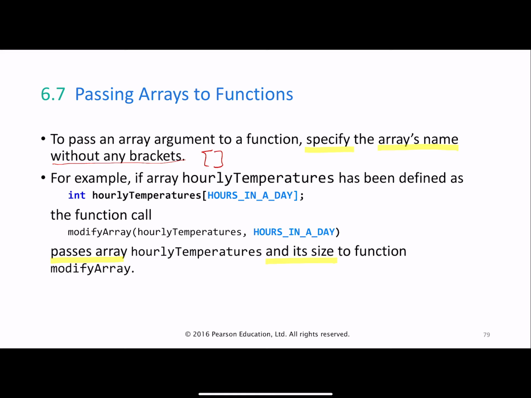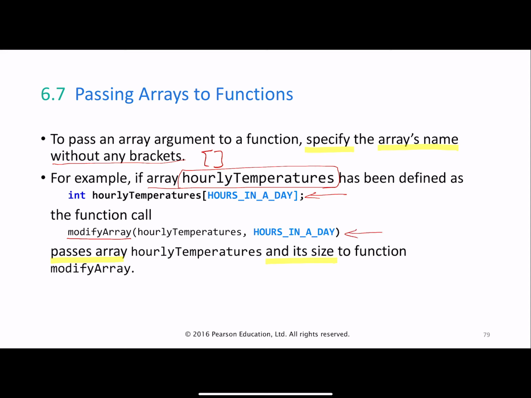For example, if we have an array called hourly temperatures of size hours in a day, so that is some symbolic constant, of course. So we have this integer array, and we want to pass it to a function called modify array. We would do it like this, in a statement like this.